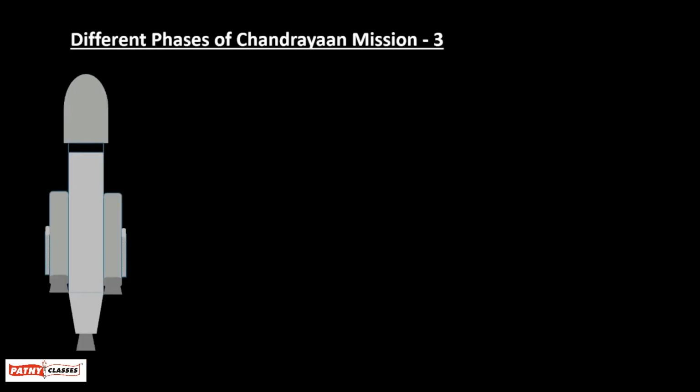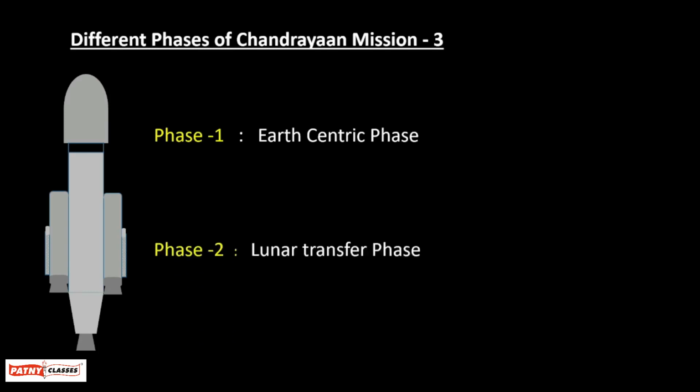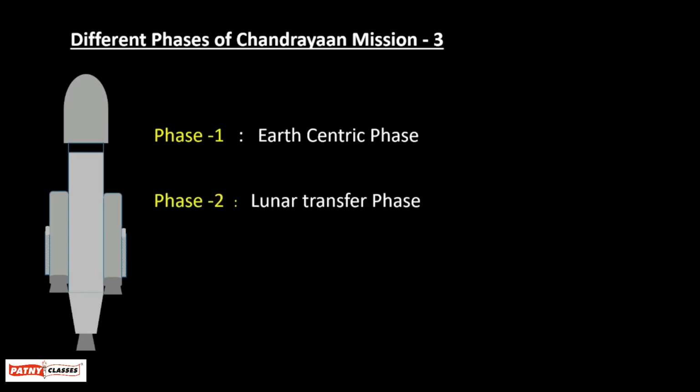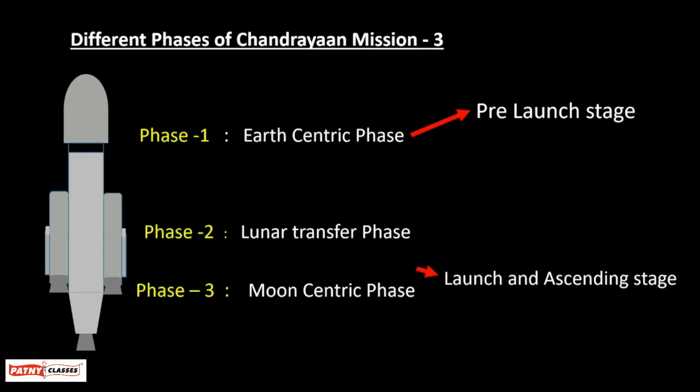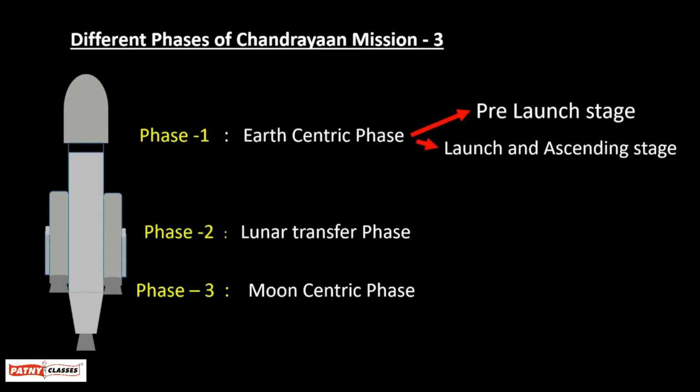The Chandrayaan mission is divided into 3 parts. Phase 1, Earth-centric phase. Phase 2, lunar transfer phase. And phase 3, moon-centric phase. The Earth-centric phase can be divided into 3 stages. They are pre-launch stage, launch and ascending stage, earthbound maneuver stage.